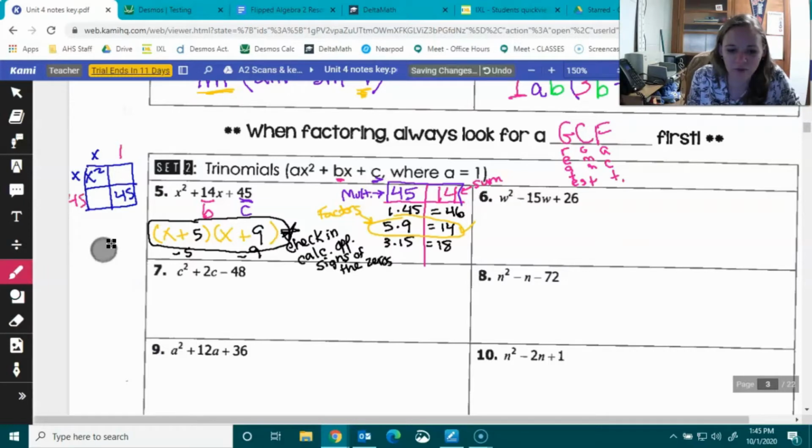So therefore, 1 times 45 would equal this 45. But then we have to fill this in and see if this works out. 1 times x is x, and x times 45 is 45x. And then if these two add up to my 14, then we're good. But they don't. 45 plus 1 would equal 46. So it's the same idea, it just looks a little bit different. And then I'll show you how to get the answer.